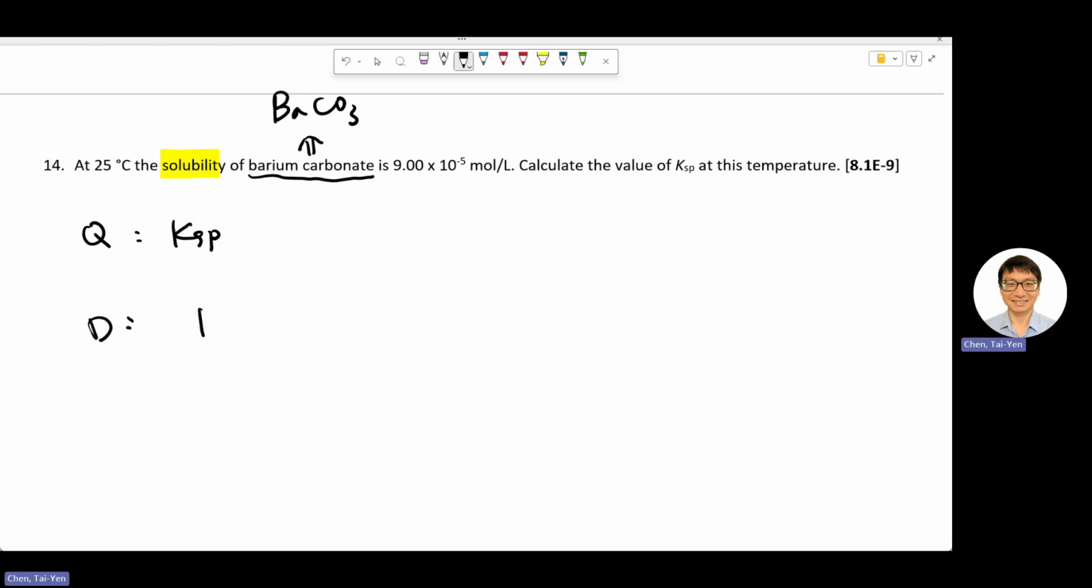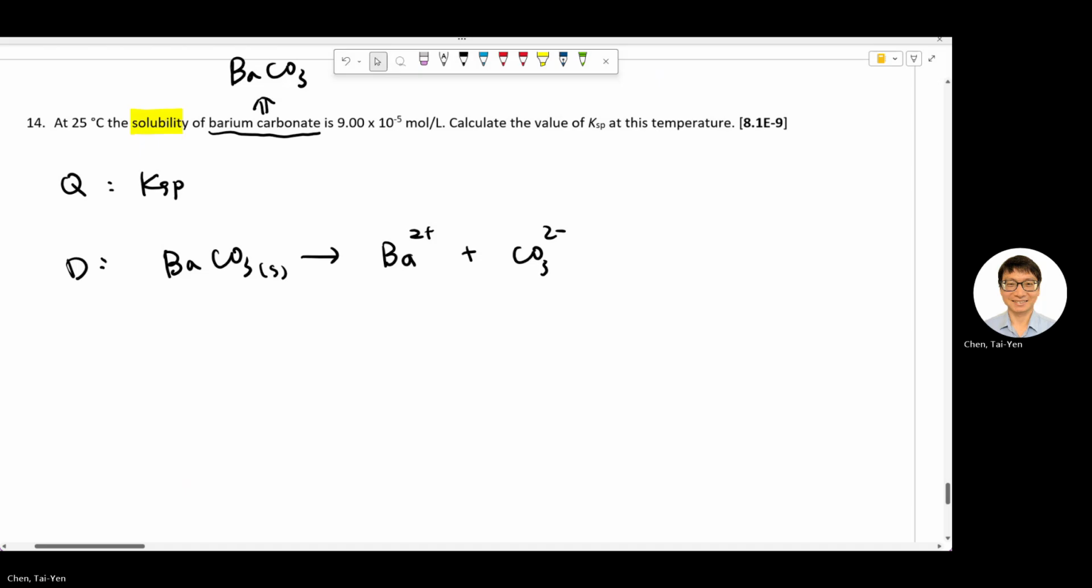Data that you have is, you have BaCO3, an insoluble salt. Once it dissociates, it becomes Ba2+ and CO3 2-. And the KSP should equal the Ba2+ concentration times the CO3 2- concentration, right? So all you need to do is figure out the concentrations, then do the calculation, and you'll be able to get the answer.